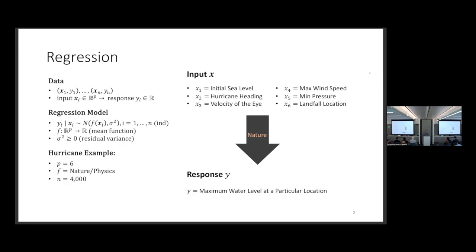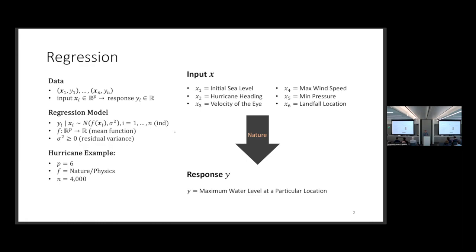So in regression, in the setting we're looking at, the standard regression setting, we have inputs X and responses Y. Our inputs will be multivariate and our responses we'll assume are univariate for this talk. In the regression model, we'll assume that given the inputs, the responses will be normally distributed with mean f of X and variance sigma squared. So the goal will be to learn the mean function f and the residual variance sigma squared from data.